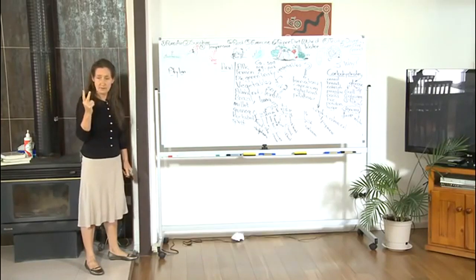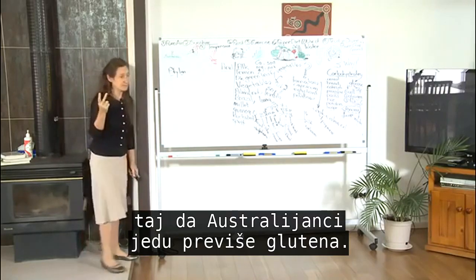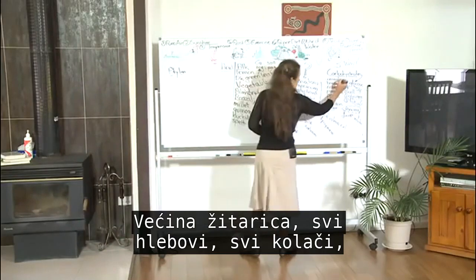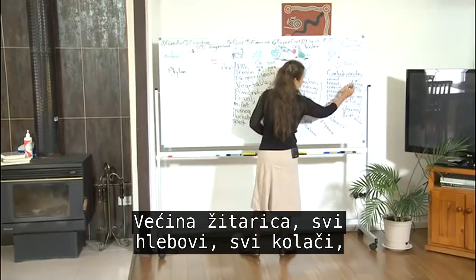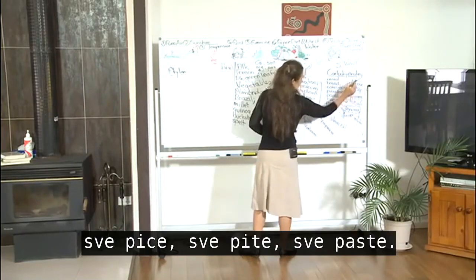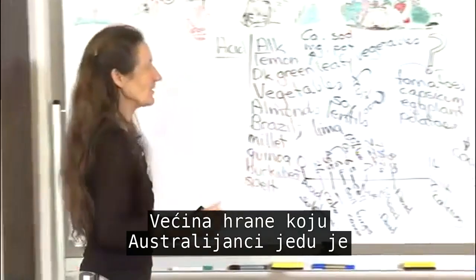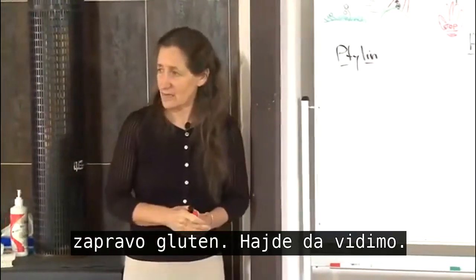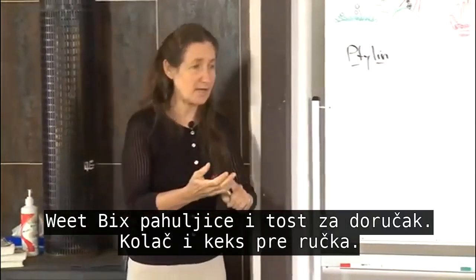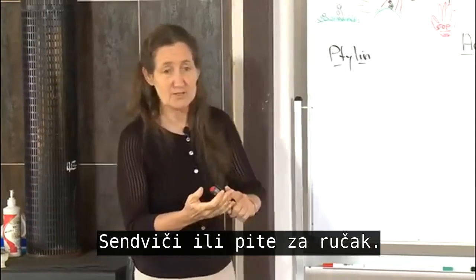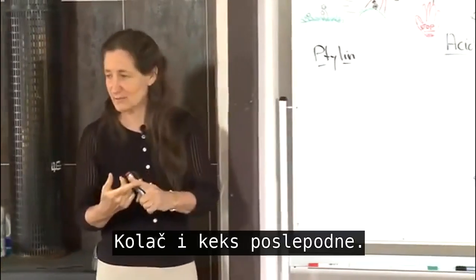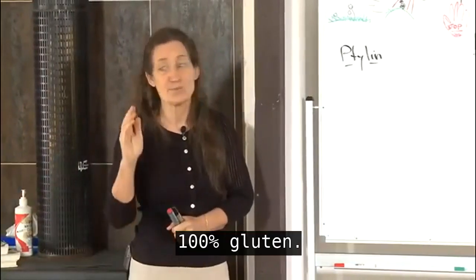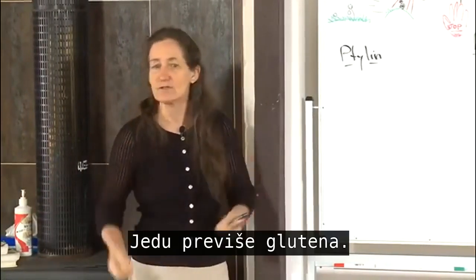Number 2, Aussies overdo gluten. Let's have a look at how many of these foods have gluten. Most cereals, all breads, all cakes, all pizzas, all pies, all pastas. The majority of the food that Aussies eat is gluten. Let's have a look. Wheat bix and toast for breakfast, cake biscuit mid-morning, sandwiches or pies for lunch, cake biscuit mid-afternoon, pasta, pizza for tea. What's that? 100% gluten. It's just overdoing the gluten.